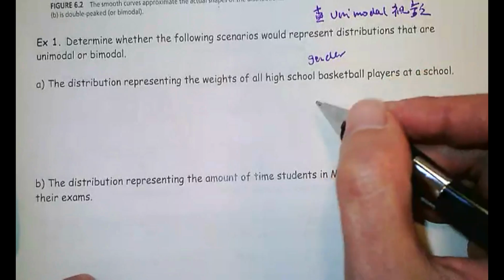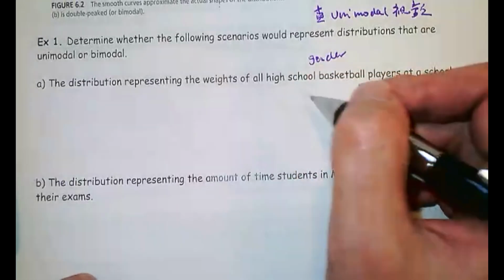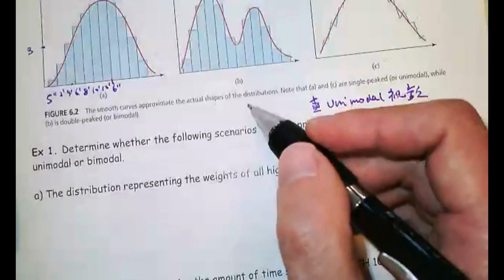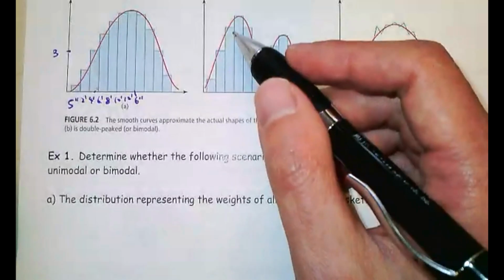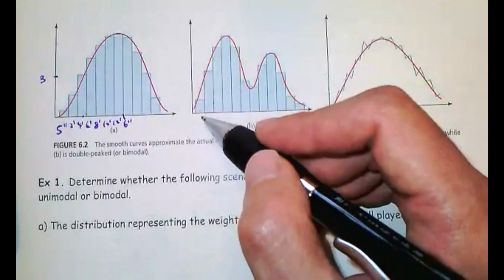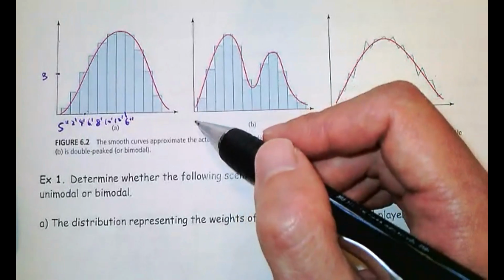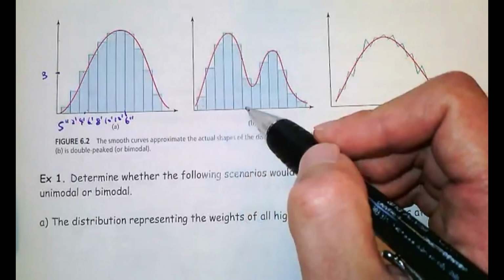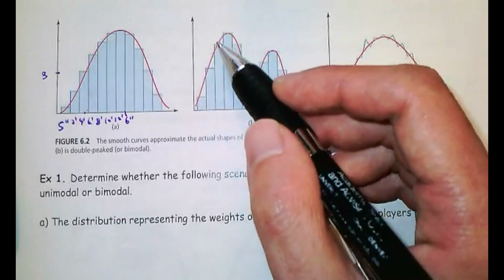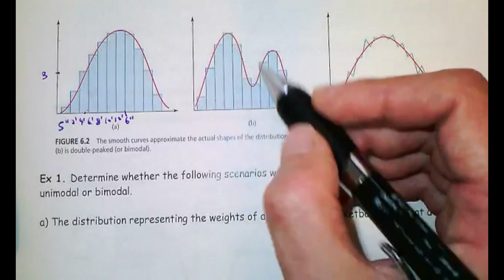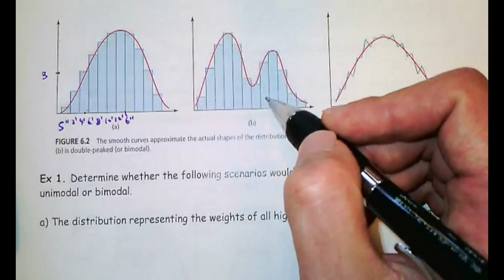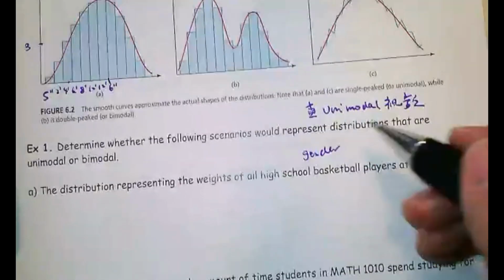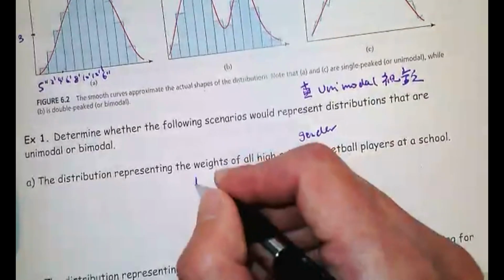So if you draw the graph, what would you see? You would see something very similar to this, right? You would see we have the two bells. One bell is dominantly female, the other bell is dominantly male. So I claim this is bimodal.